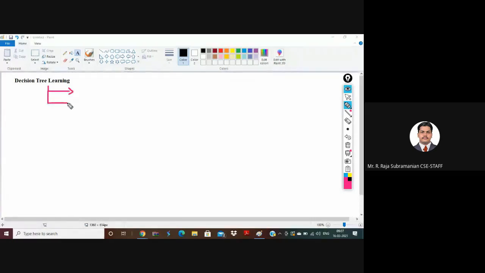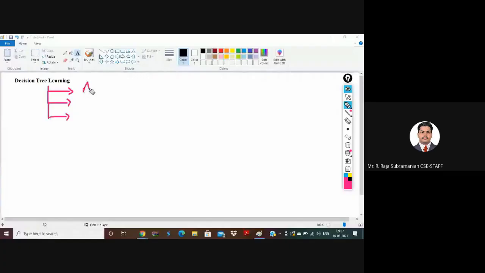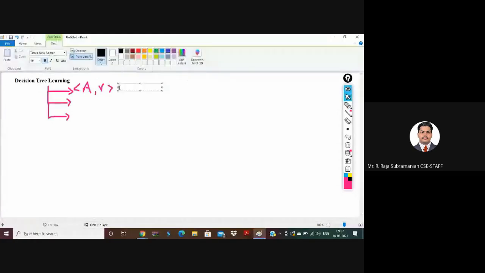In decision trees, how should the data be? Do you remember this, A comma V pairs? What is an A comma V pair? Shall I say it as attribute value pair? Do you remember this? I want everyone to please be unmuted. Do you remember? In decision trees, input should be attribute comma value pairs.